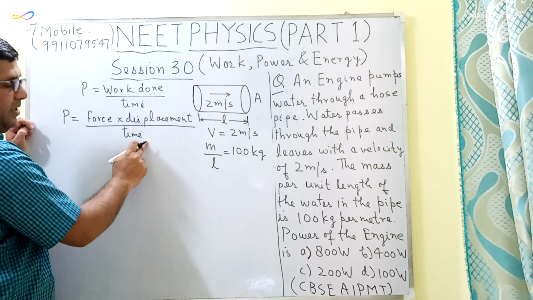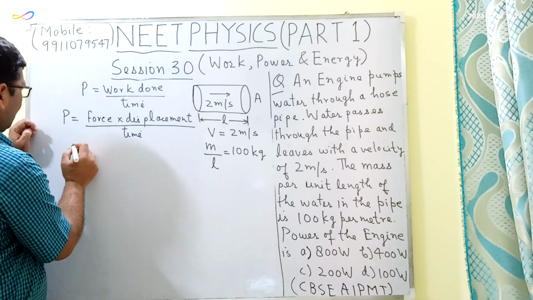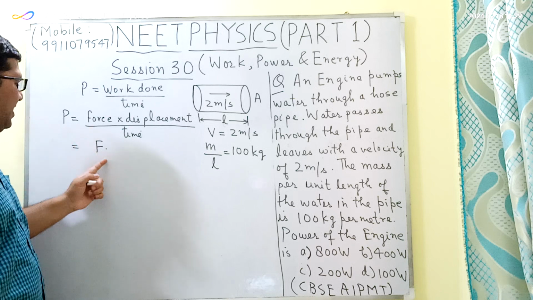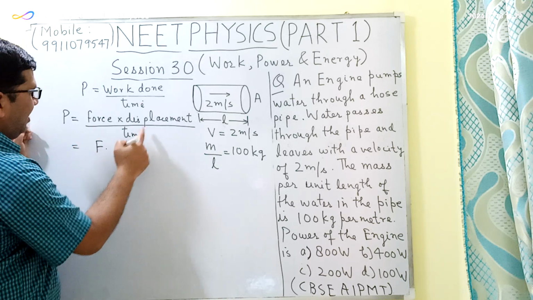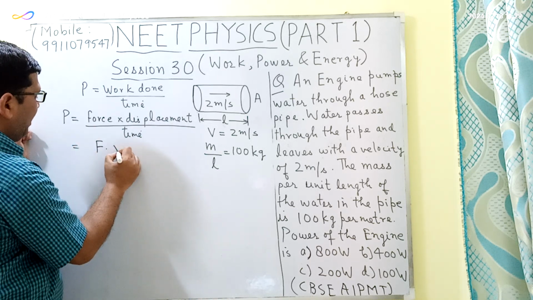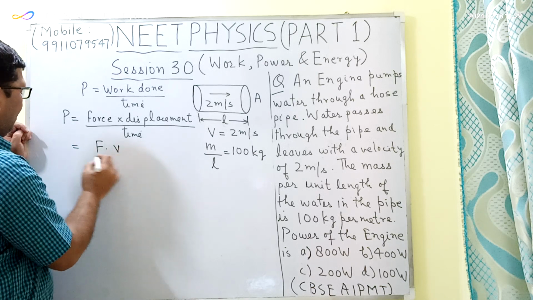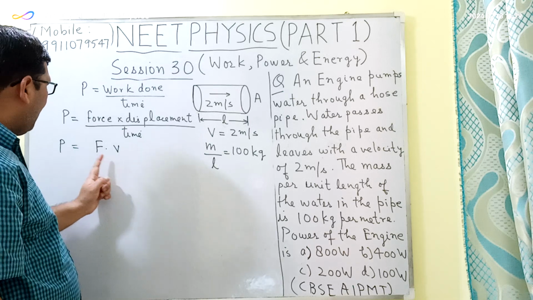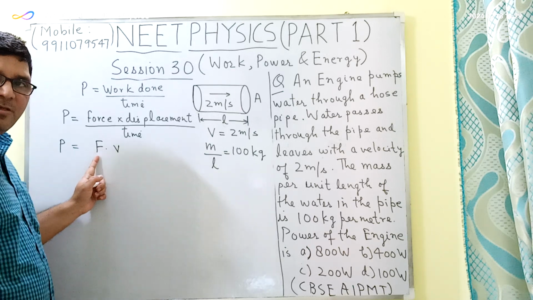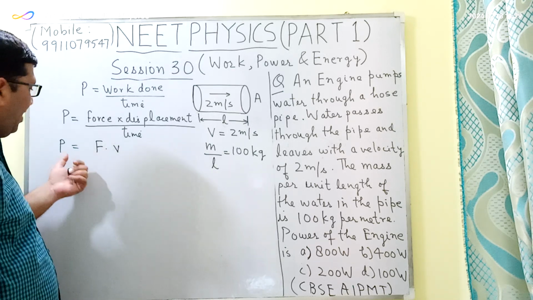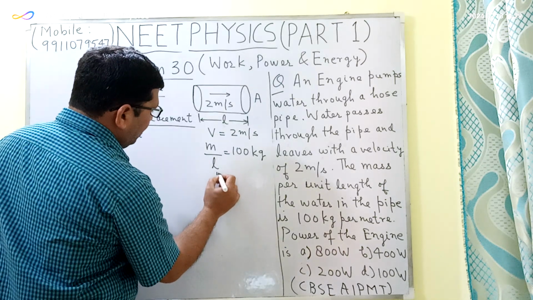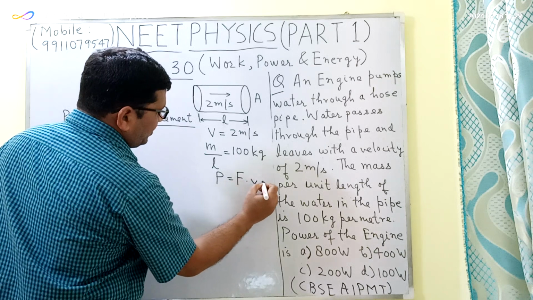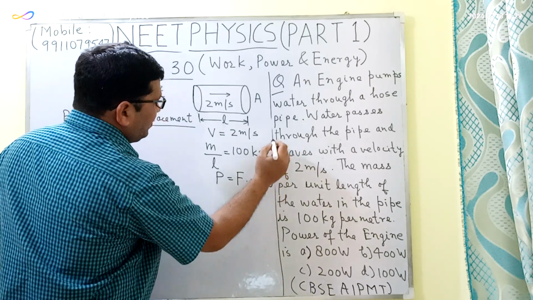Now, displacement upon time is the velocity. So power is also equal to force. If I am denoting force by F, that is capital F, and displacement upon time will be equal to v, that is the velocity. So small v is the velocity and capital F is the force. So the power is equal to F into small v, and this is the first equation which I have got.